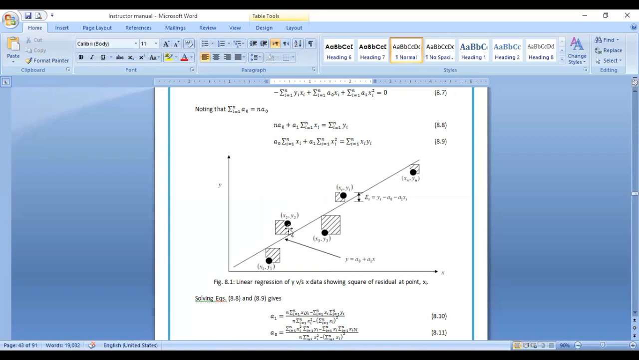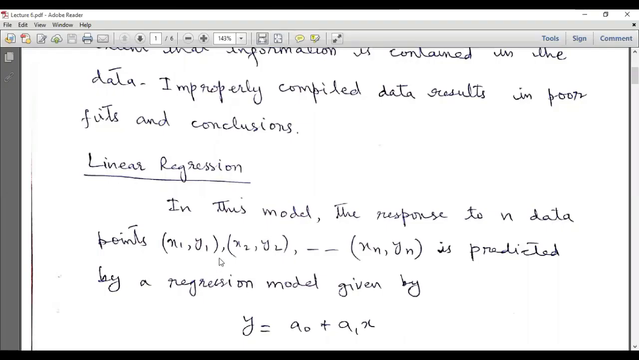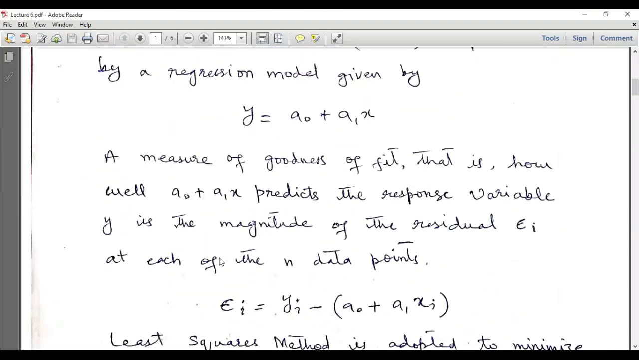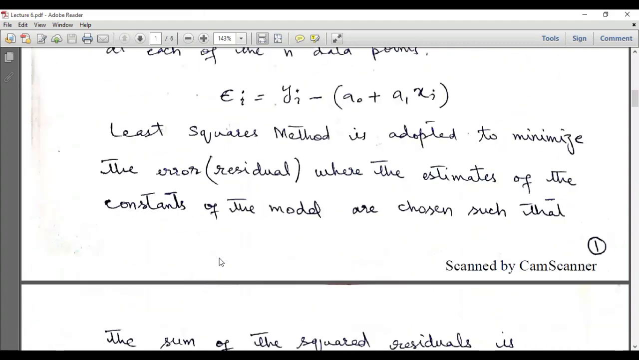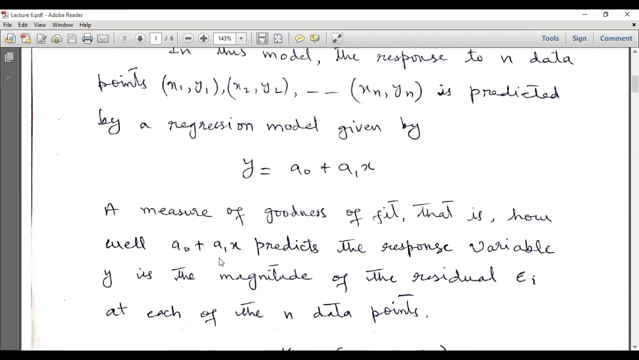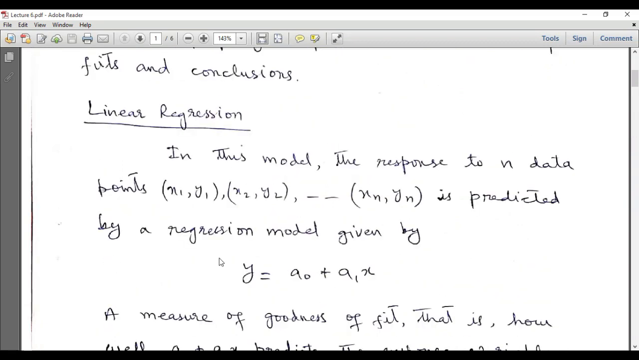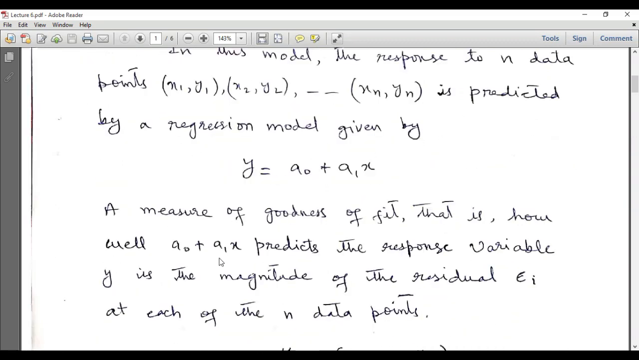But if we take the squares of the errors, then it will always be positive, either at this point or this point. So that is the reason behind taking the square of the error, and then minimizing that square of the error. So the least squares method is applied over here, and after taking the squares of these errors, we have to find the minima of this error function or residual function. And the evaluation of the minima is just by taking the derivative and equating that derivative equal to zero, and then finding the values of these two coefficients a naught and a1.